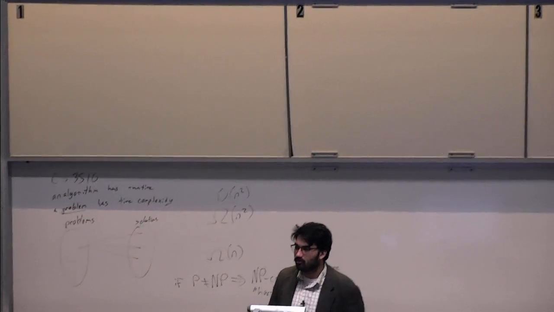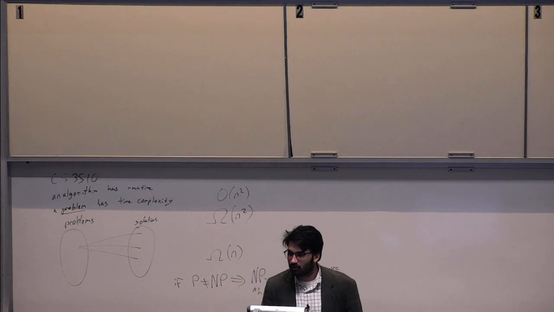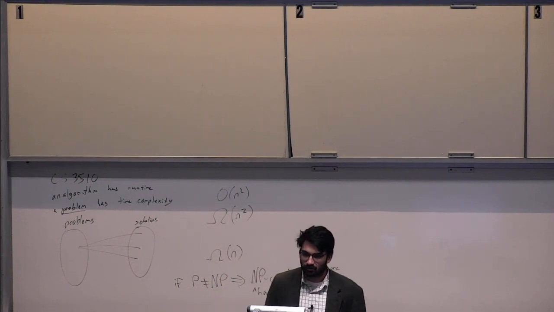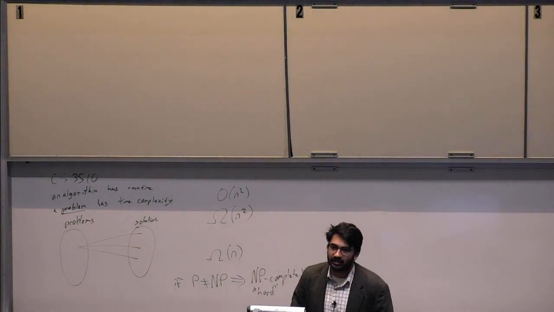I give you a problem, you give me an algorithm. Now that's not going to work anymore. I'm going to give you a problem, you're going to find a different problem, and you're going to relate the two problems to each other. That's basically what you're going to do. Right. So the whole theory of NP-completeness is conditional.